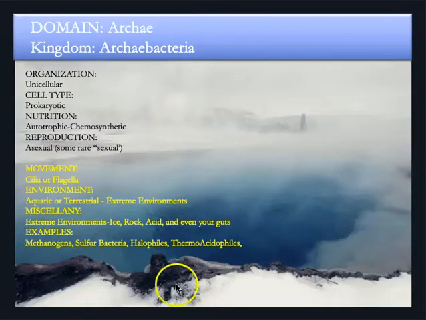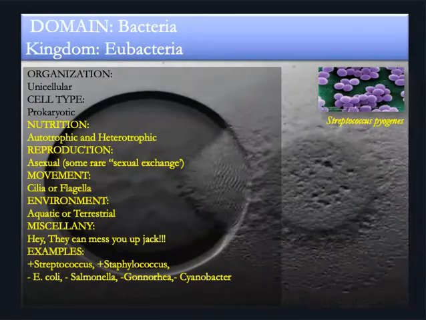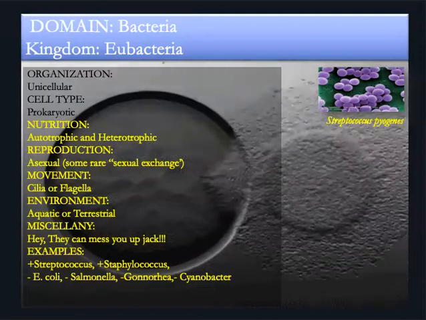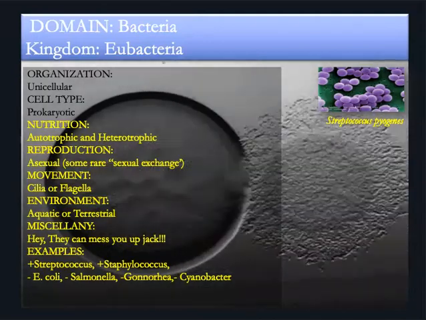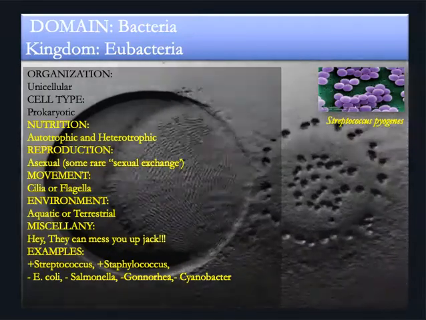Well, there's also new bacteria, or the eubacteria. In fact, the second domain is Bacteria. They're also prokaryotic organisms. They're all single-celled. They're prokaryotic.